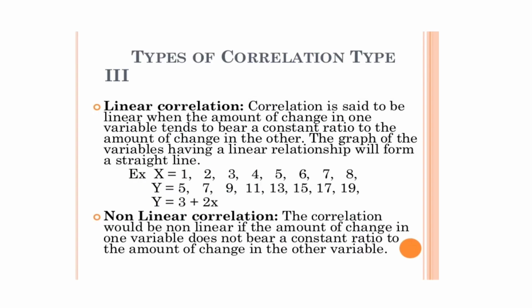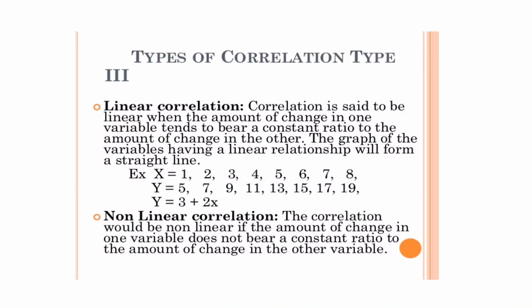Then the next type is linear correlation and non-linear correlation. In case of linear correlation, it is said to be linear when the amount of change in one variable tends to bear a constant ratio to the amount of change in the other. For example, there are certain values of x variables and these values are getting an increase by number 1, like 1, 2, 3, 4, 5, 6. When the value of x is 1, the value of y is 5. When the value of x is 2, the value of y is 7.